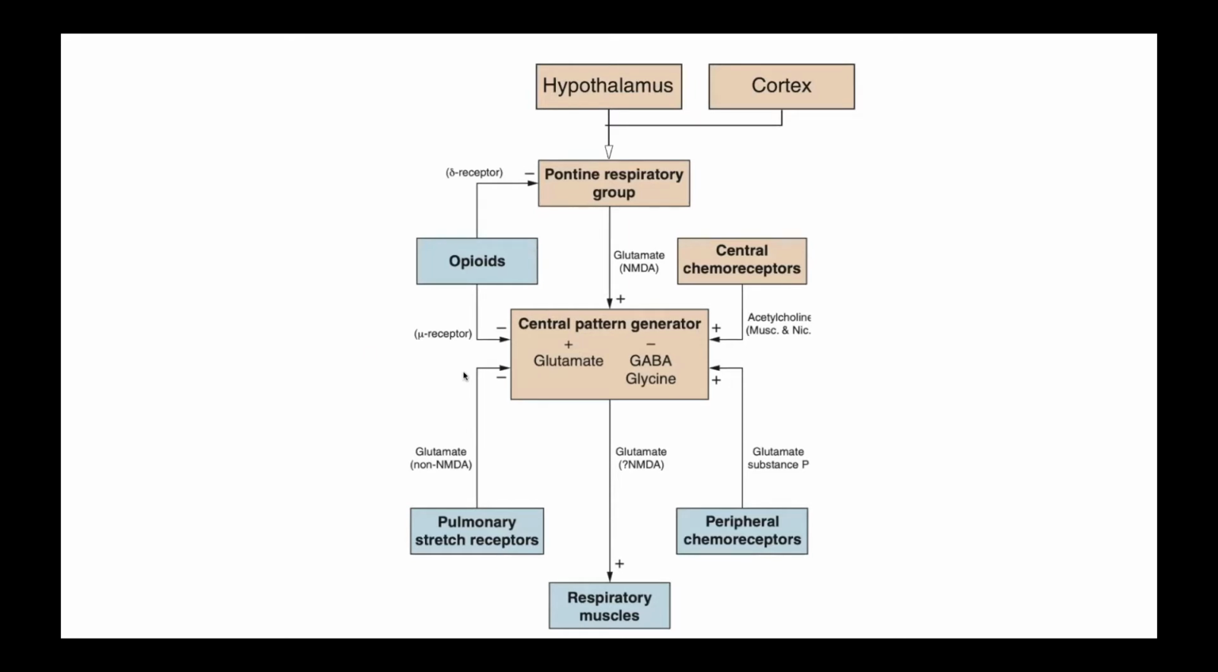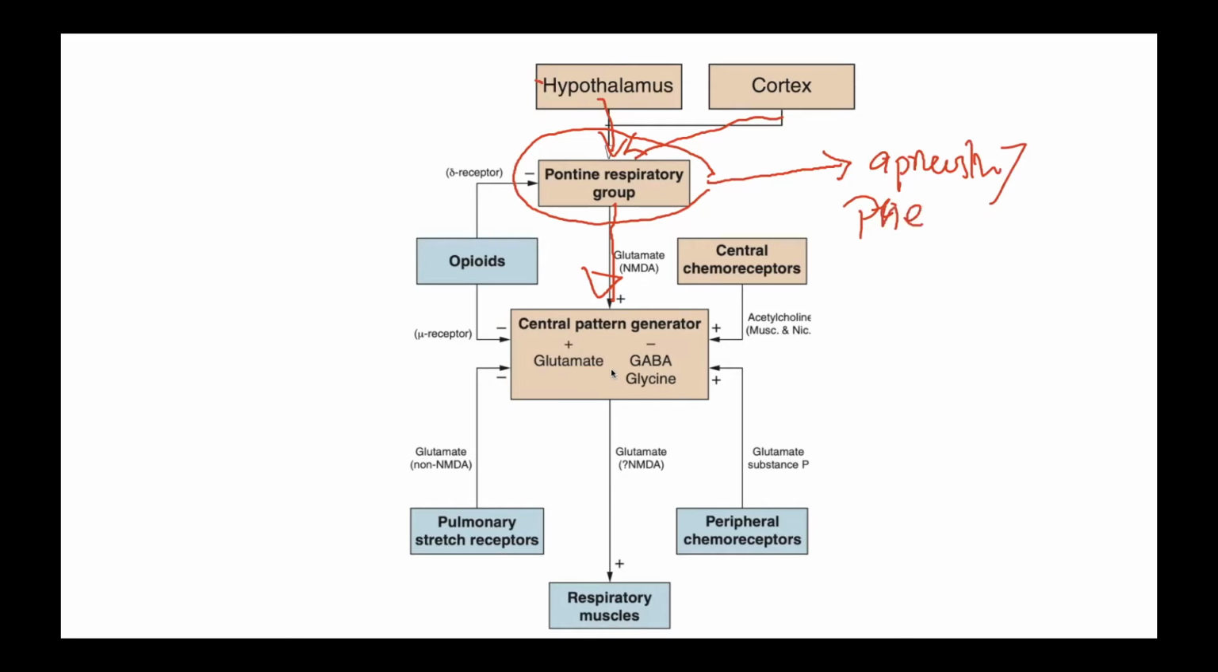This is the diagram from Nunn, which explains it in a lot more detail. So the pontine respiratory group acts as the coordinator of the various inputs from the hypothalamus and the cortex. And what it does with that is that it coordinates those responses and it feeds that into the central pattern generator. The pontine respiratory group was previously known as the apneustic and the pneumotaxic center. So those are terms you will see in West. But in Nunn, it's called the pontine respiratory group.